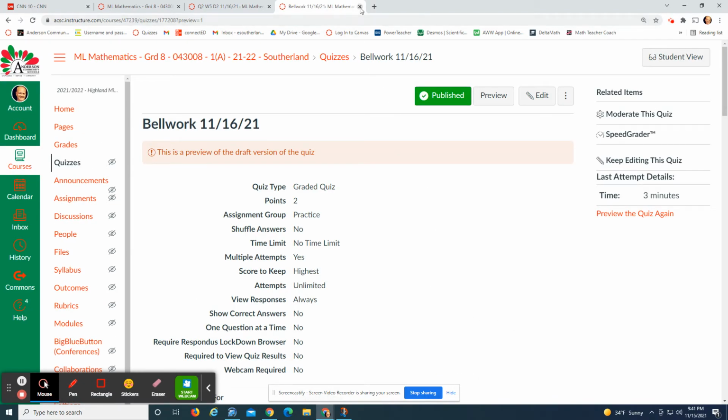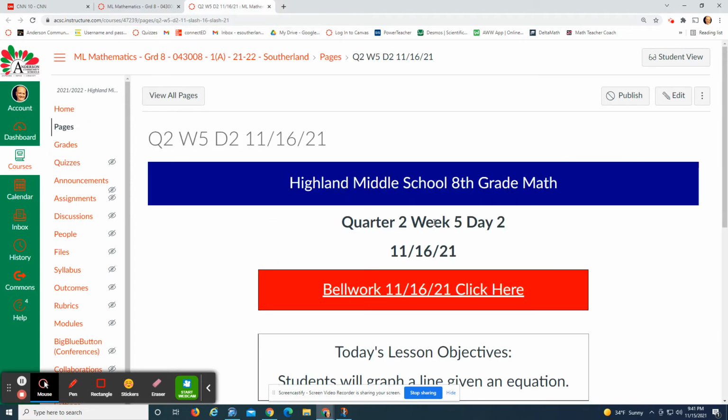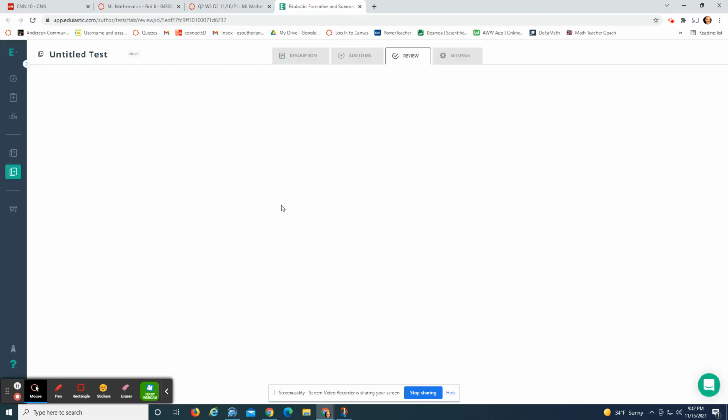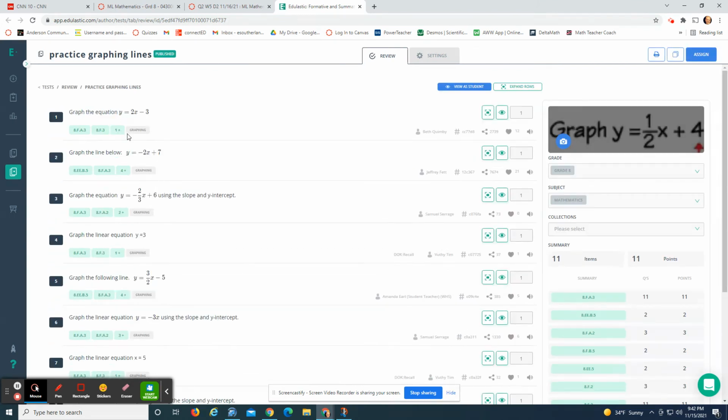When you finish that, you're going to go back to the previous page. And our goal today is that students will graph a line given an equation. So you're going to click on Edulastic. Again, mine will come up looking a little bit different because it's a teacher's account. When you click on Edulastic, it should take you straight to the assignment. If it doesn't, you're going to want to click on the one that says practicing graphing lines.